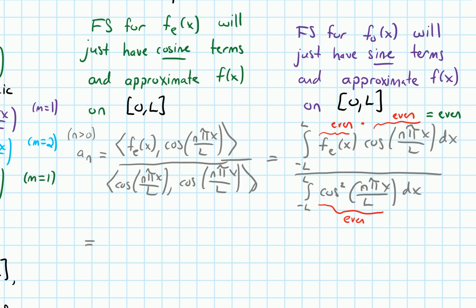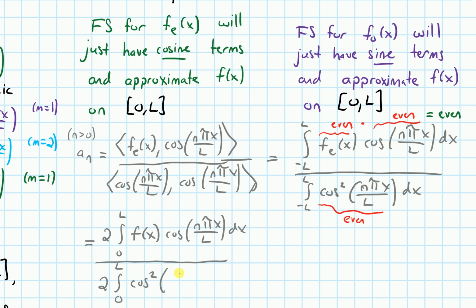Because the function on the top is even, we can write it as 2 times the integral from 0 to L of the functions multiplied. But on the interval from 0 to L, fe of x is the same thing as f of x. Okay, so that's important. And then it's still multiplying by cosine of n pi x over L dx. And then we could do the same thing on the bottom. We'd get 2 times the integral from 0 to L of cosine squared n pi x over L dx.